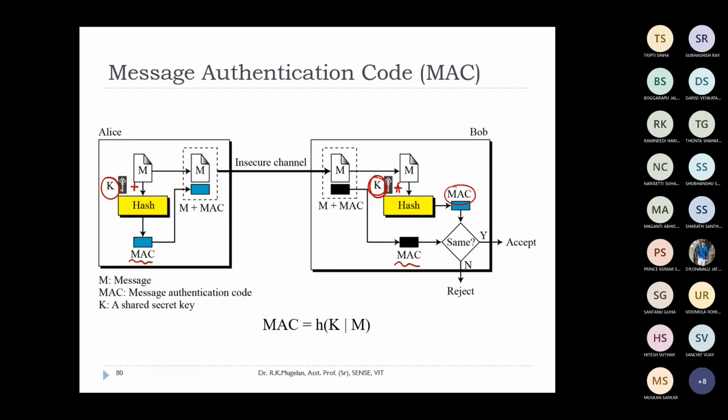Is it clear, guys, how this message authentication works? I hope the difference between MAC and hashing algorithm is also clear. If everything is clear, can you raise your hand? If you have any doubts, you can ask me now. Okay then, we'll continue.